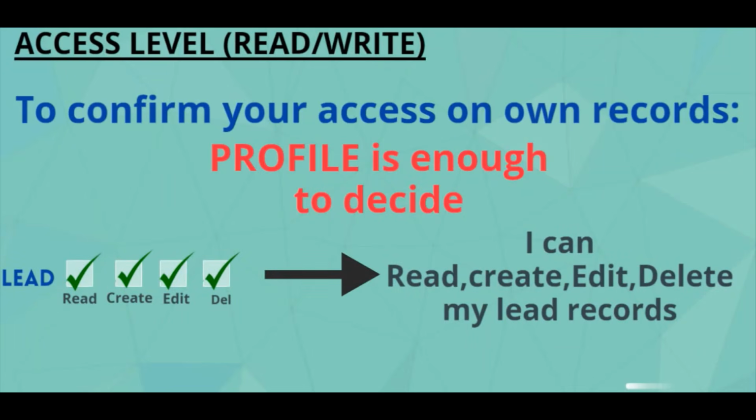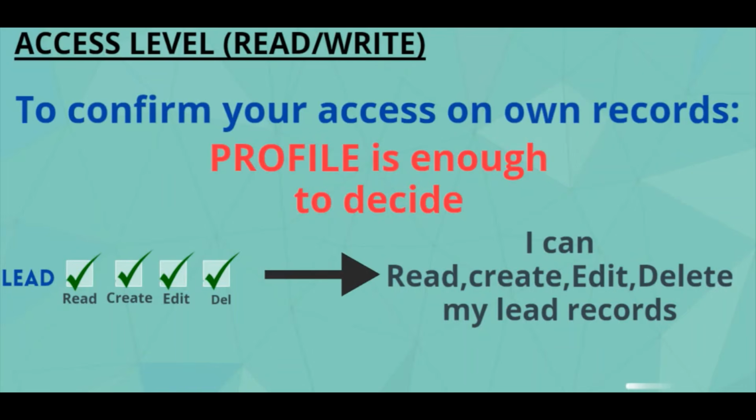Profile access is so important to define access on our own records and shared records. To confirm our access on our own records, the profile itself is enough to decide. For example, if you see here, we have read, create, edit, delete options selected. So as soon as you see all these things, you can directly say that you can create, edit and delete your own records. If you take out the edit option, you can understand that you will not have access to edit your own records. If you remove delete access, you will understand that you will not have a delete action on your records. If you take out read, then you will not have access to the object itself. You cannot see any record in the object. So we understood the profile itself is enough to define access on our own records.